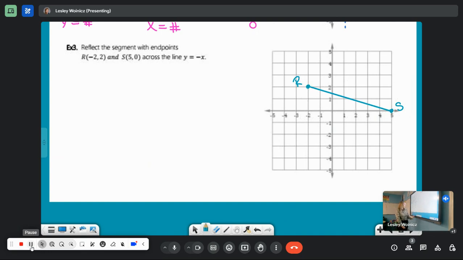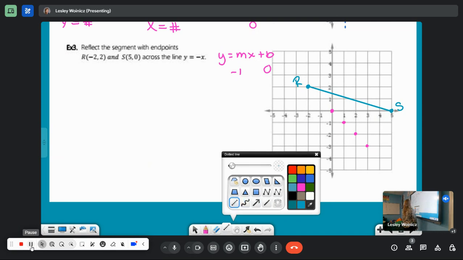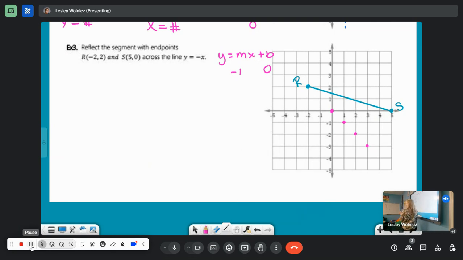For our line of reflection, you got to think of y equals mx plus b. What is the b for this line? 0. Okay, what is the slope? -1. Good. So, we're going to go through the origin. And our slope is going to be down 1, right 1, down 1, right 1, down 1, right 1. Okay, make sure you use your straight edge, because if you deviate from that pattern, it's going to mess up your reflection.